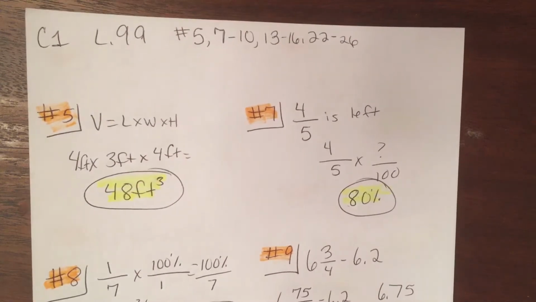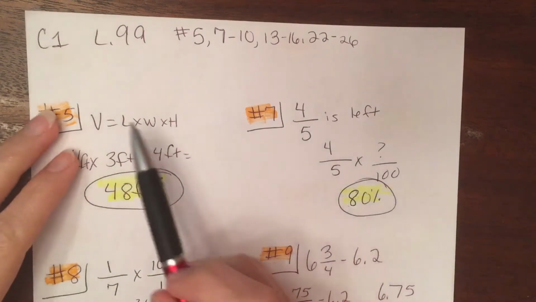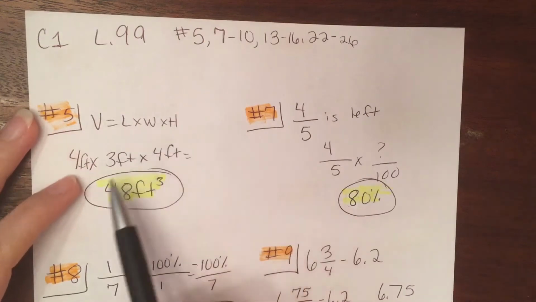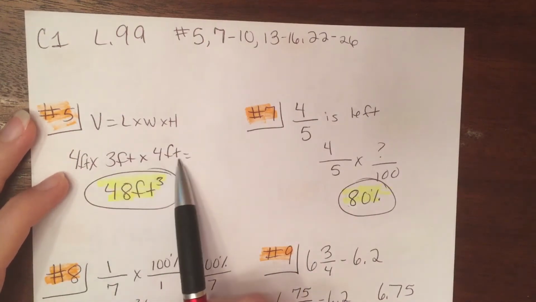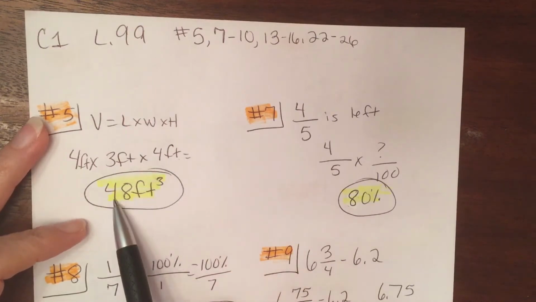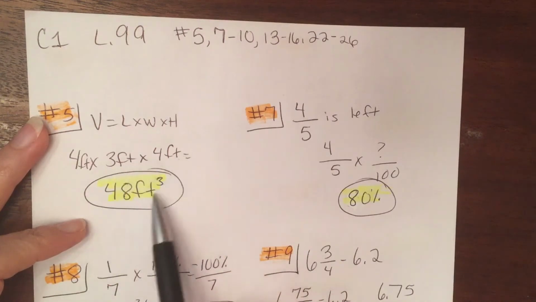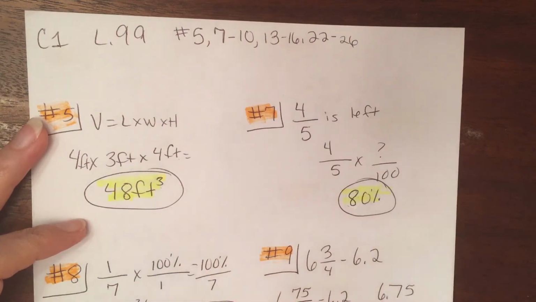We started with number 5. Number 5 is a volume problem. They went over the volume of these stacked 1-foot boxes. So volume is length times width times height. My length was 4 feet, my width was 3 feet, my height was 4 feet. I multiplied them together. I got 48 feet times feet times feet, which is feet cubed.